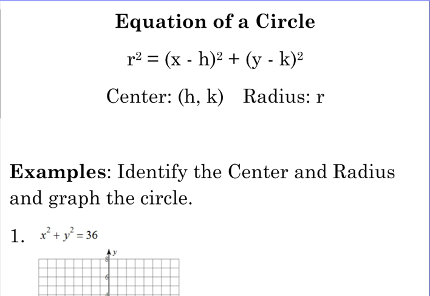I am talking, y'all are not talking. Equation of the circle, okay?